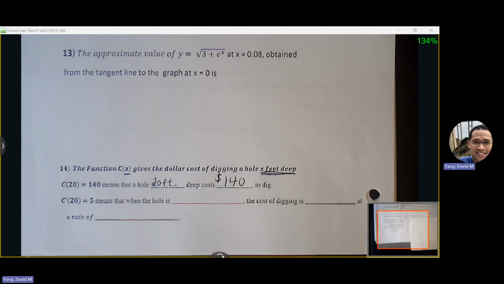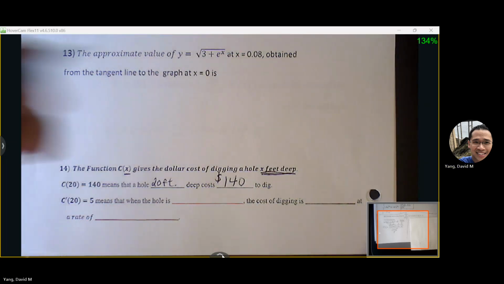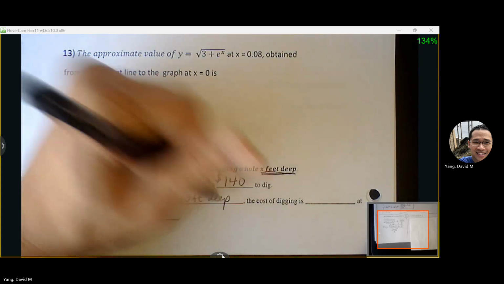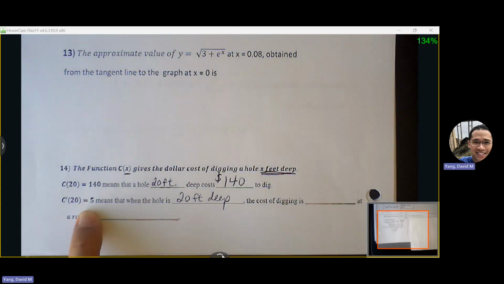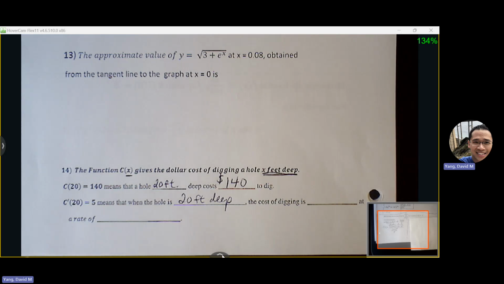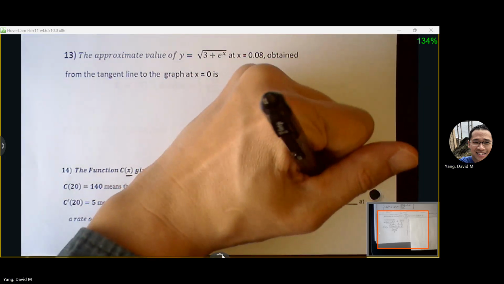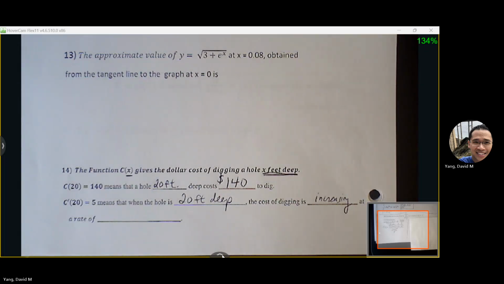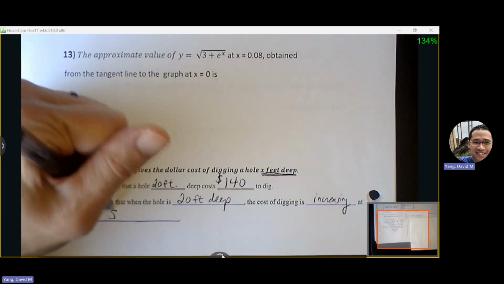C prime of 20 equals 5. That means when the hole is 20 feet deep, there's a rate at which the cost is changing. It's positive, so we know that the cost of digging is increasing at a rate of $5 per foot.